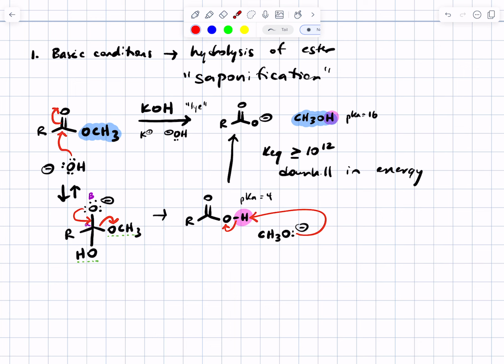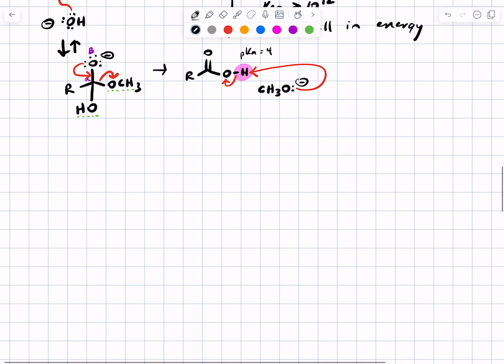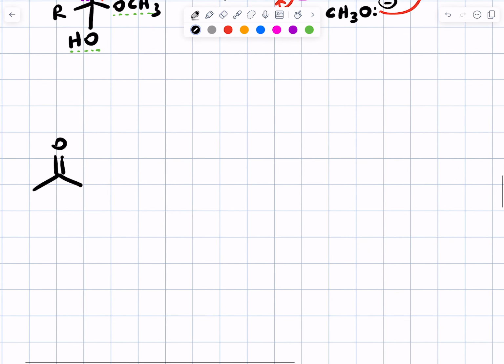Yes? In acetal formation, we have to protonate first before we attack with the O group. Right. Can you explain one more time why one is different? So when we did acetal formation, we protonated first. Remember that our nucleophile in acetal formation was an alcohol, neutral oxygen.